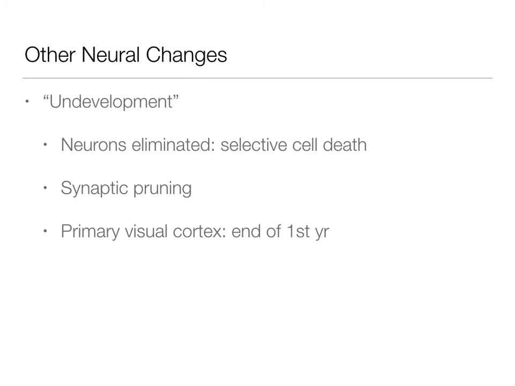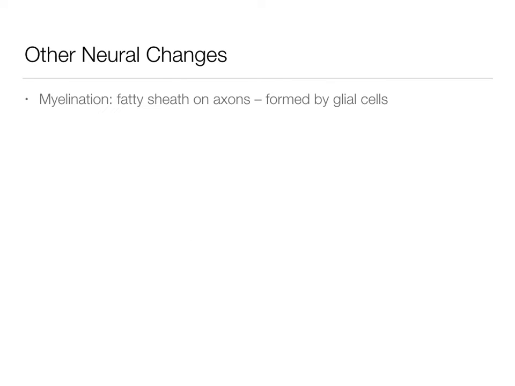An example of this is we see this really happening in the primary visual cortex by the end of the first year. So some of those big changes that we see in vision are coming from this organization, this undevelopment in the primary cortex at the end of the first year.